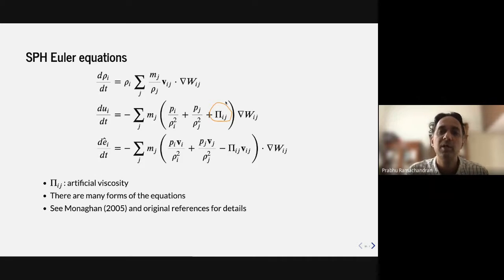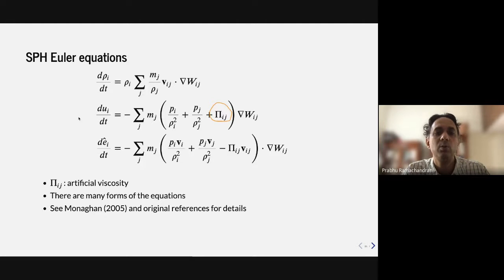However, there are Riemann-based SPH schemes also, but unfortunately, I'm not going to introduce those at this point, because that goes a little too far afield. This artificial viscosity term essentially stabilizes the scheme when you have shocks, and that's what this term is. I'll show you how the form looks in a little while.